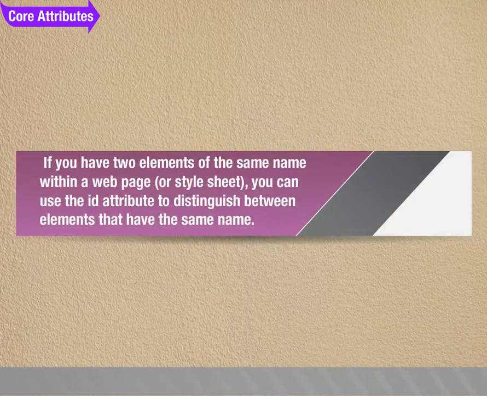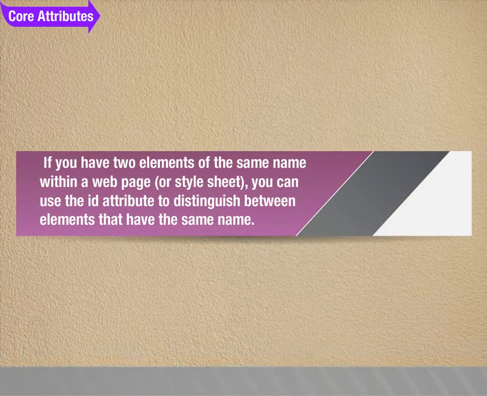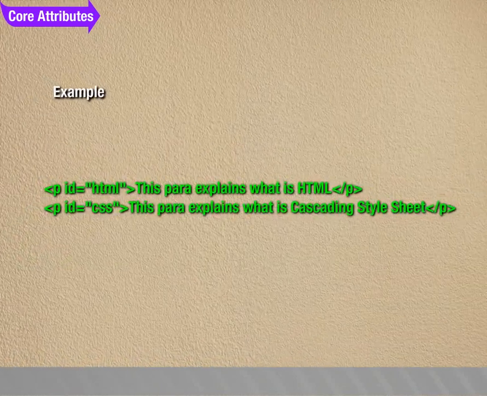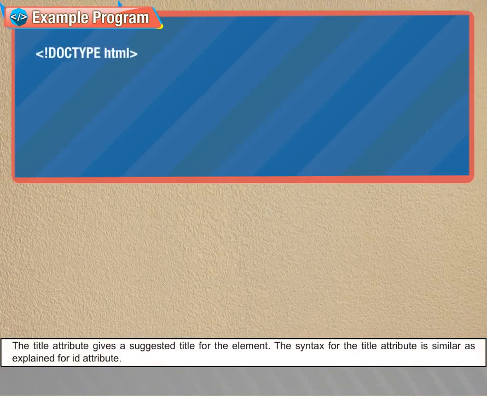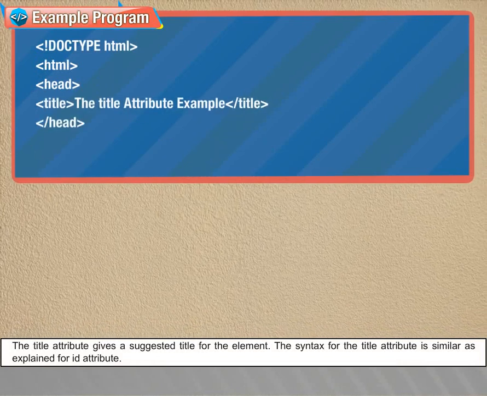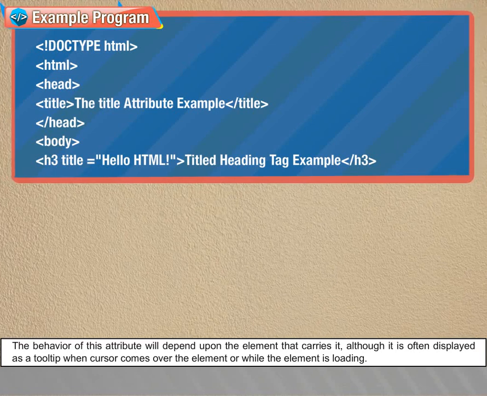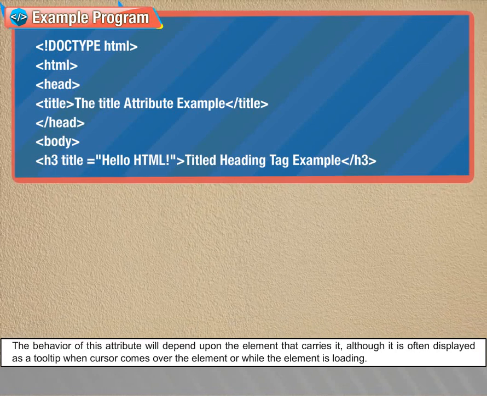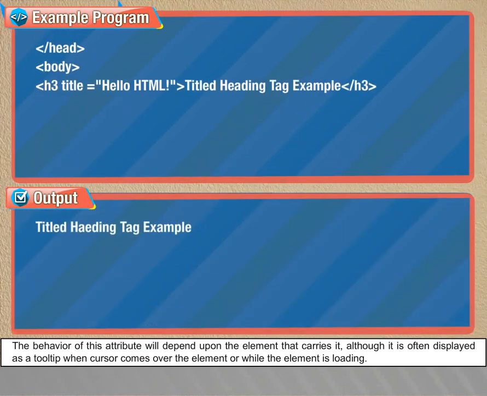If you have two elements of the same name within a web page or style sheet, you can use the ID attribute to distinguish between elements that have the same name. Example: the title attribute. The title attribute gives a suggested title for the element. The syntax for the title attribute is similar as explained for ID attribute. The behavior of this attribute will depend upon the element that carries it, although it is often displayed as a tooltip when cursor comes over the element or while the element is loading.